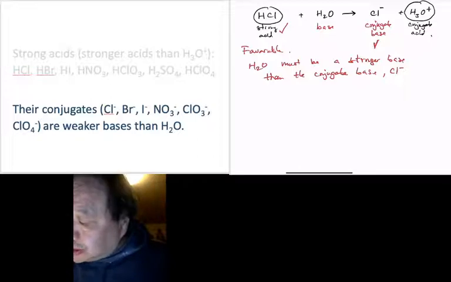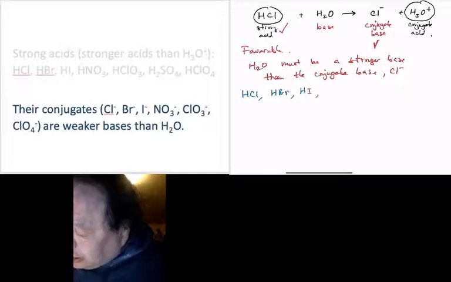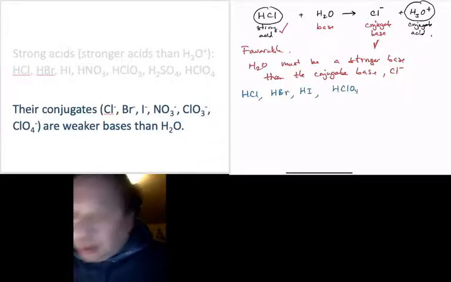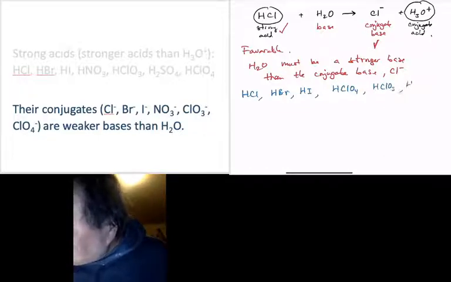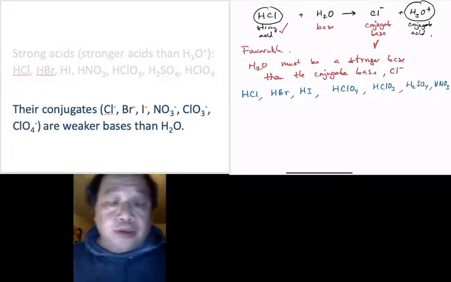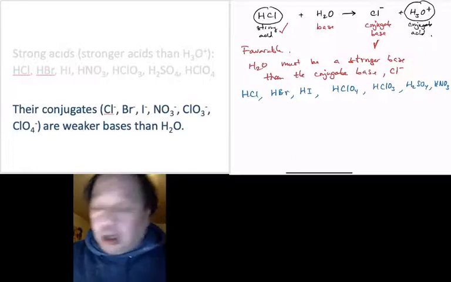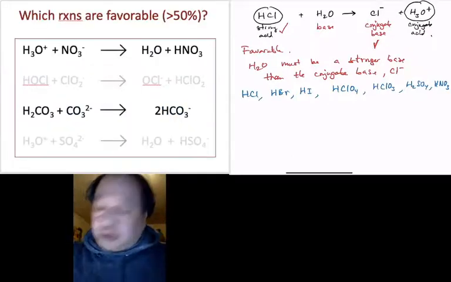And the strong acids, remember, I'll just write them right here. The strong acids are HCl, HBr, HI, HClO4, HClO3, H2SO4, and HNO3. These are all the strong acids that we need to know in this course. And their conjugate bases, which are listed in the slide, are actually weaker bases than water. And let's do a couple of problems. We'll just do two problems.